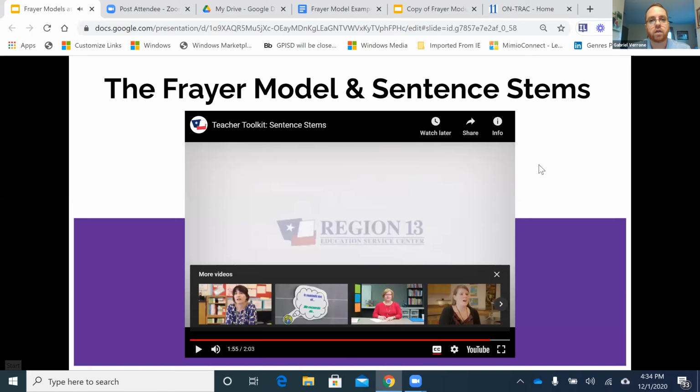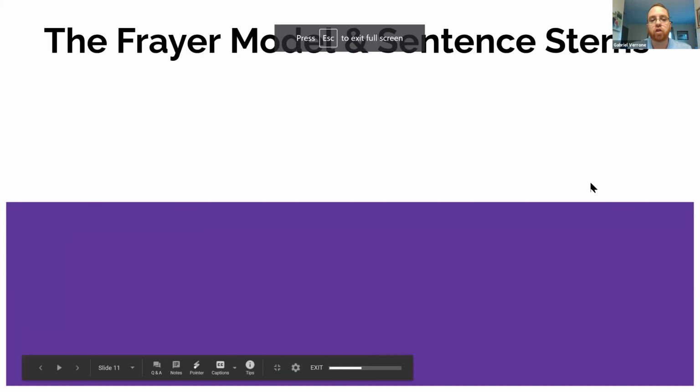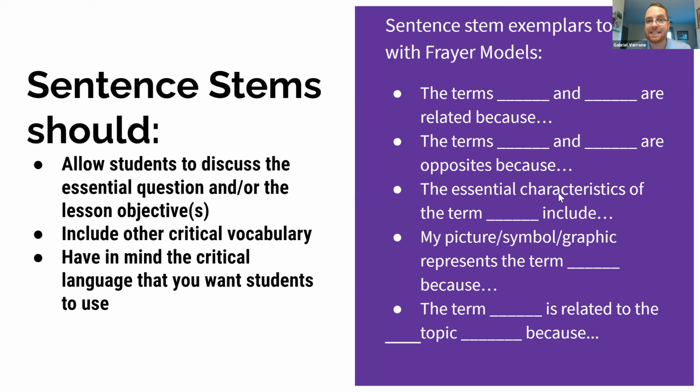All right, so let me escape there real quick. So let's take a look at what it might look like if you were using sentence stems in conjunction with a Frayer model, okay? So just a quick word about sentence stems, okay? Now, in the moment, sometimes you can say, okay, I need kids to be able to say something like this, so I'm gonna come up with this sentence stem. However, just like a pre-planned lesson is a more powerful and effective lesson, a pre-planned sentence stem usually is going to give you a little more bang for your buck.